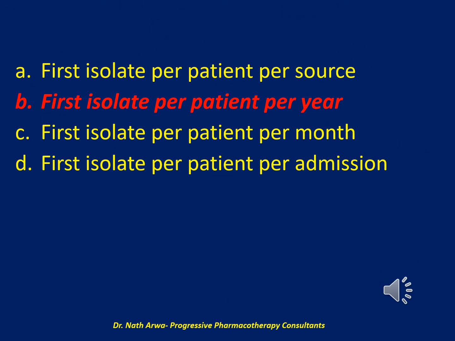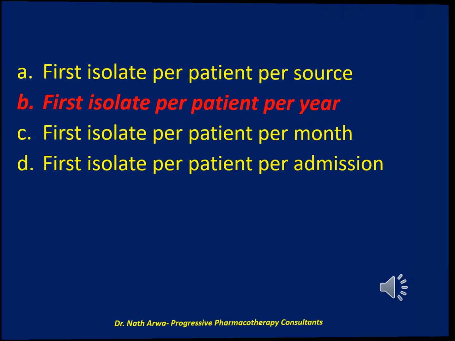And the correct answer is B, first isolate per patient per year. The CLSI M39 document recommends including the first isolate per patient per year when composing an antibiogram. However, evaluating isolates by specific sources might be helpful for specific purposes, such as determining resistance rates for urinary tract infection and determining appropriate therapy. Please advance to the next question.